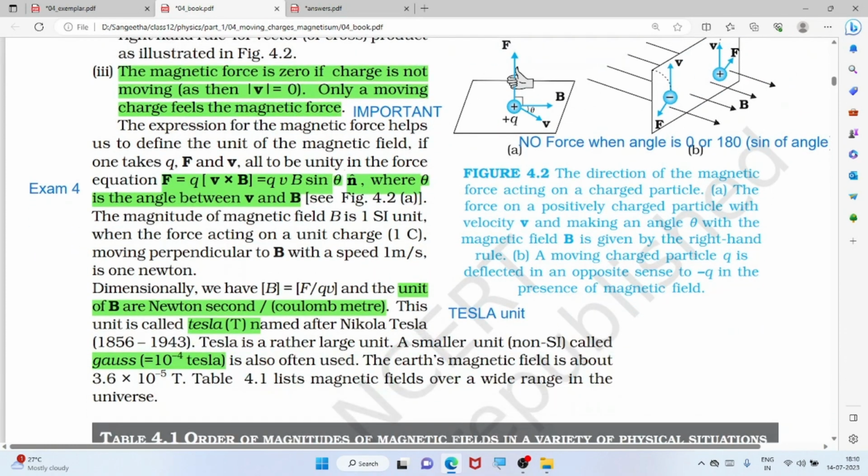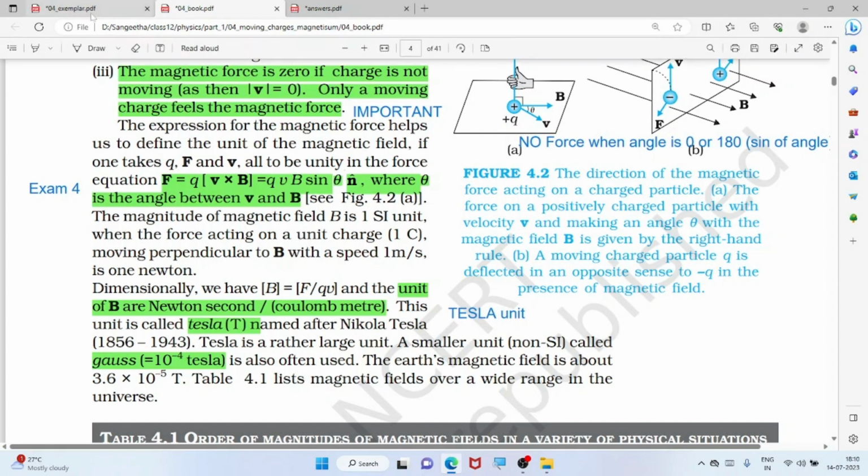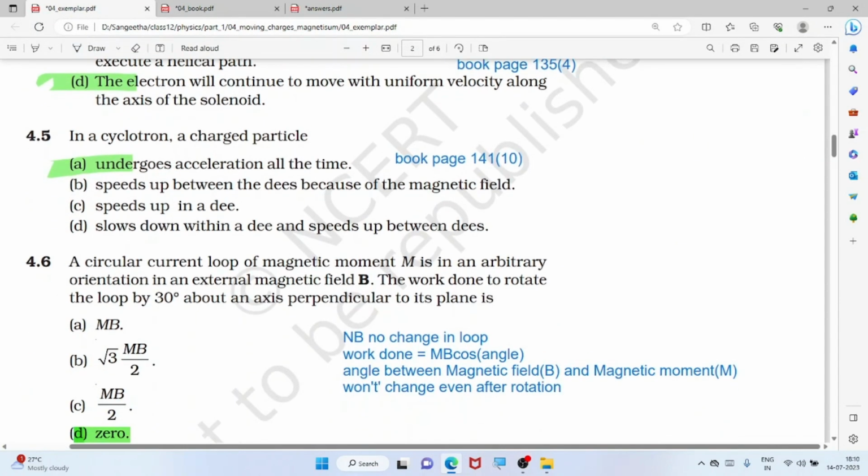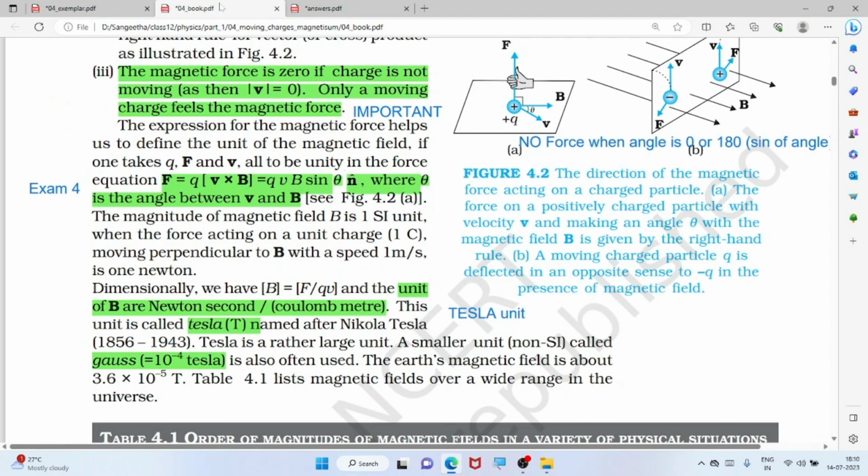See here, this is the angle between V and B. Now there, 0 means that the force will be 0. In a cyclotron, the charged particle undergoes acceleration all the time. So you can go through how the cyclotron works.